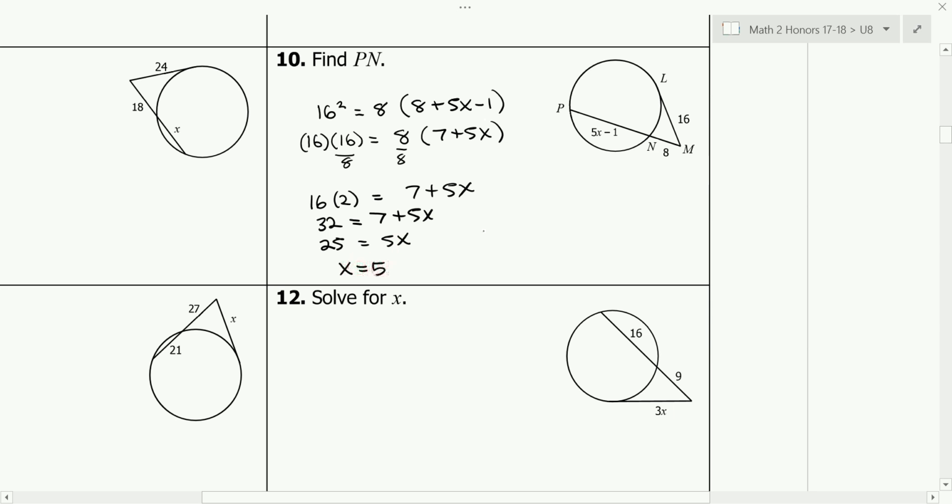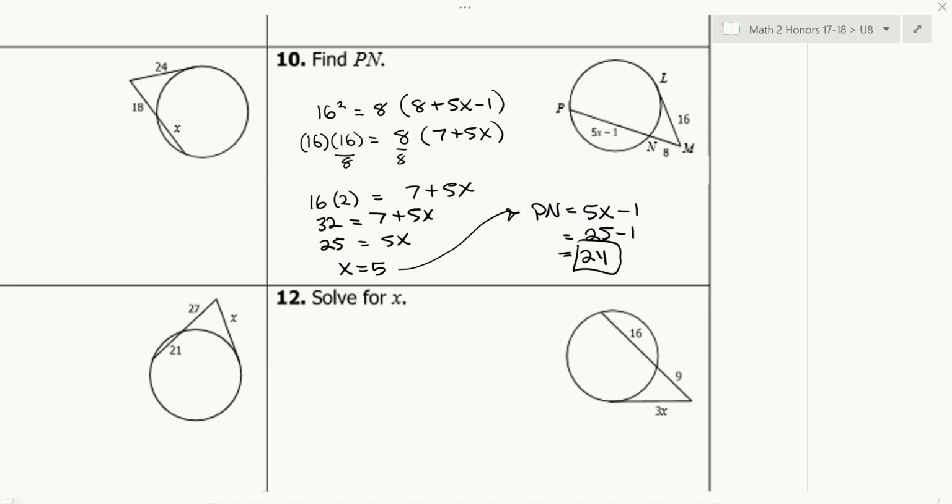But that's not Pn, so we still need to find Pn. So Pn is going to be 5x minus 1, which is 25 minus 1, which is 24. Okay.